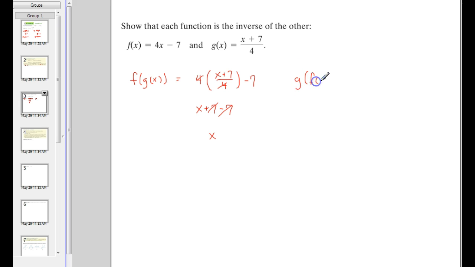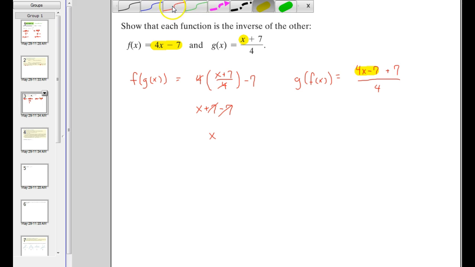So if I plug f of x into g, replacing this x with this, I end up with (4x minus 7) plus 7, over 4. Again, all I'm doing is taking this x and replacing it with this. There's where the x was; I had a plus 7 after it, divided by 4. So there's my 4x minus 7 replacing that x, and then the plus 7 over 4. The minus 7 and plus 7 cancel. I'm left with 4x over 4, and that just equals x.